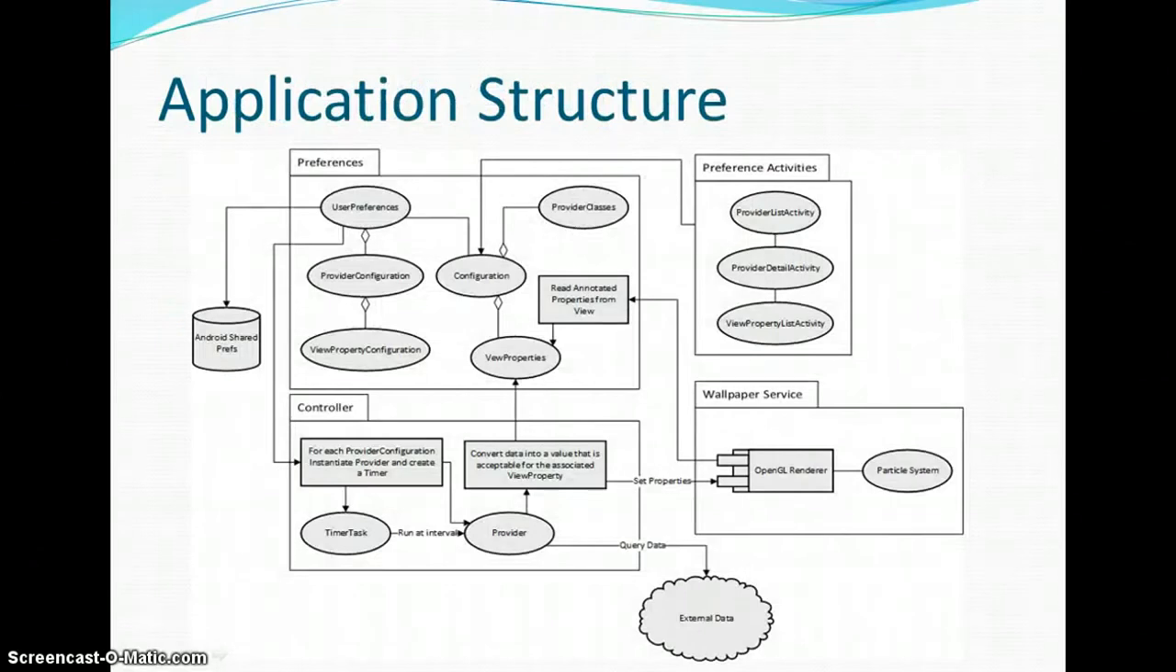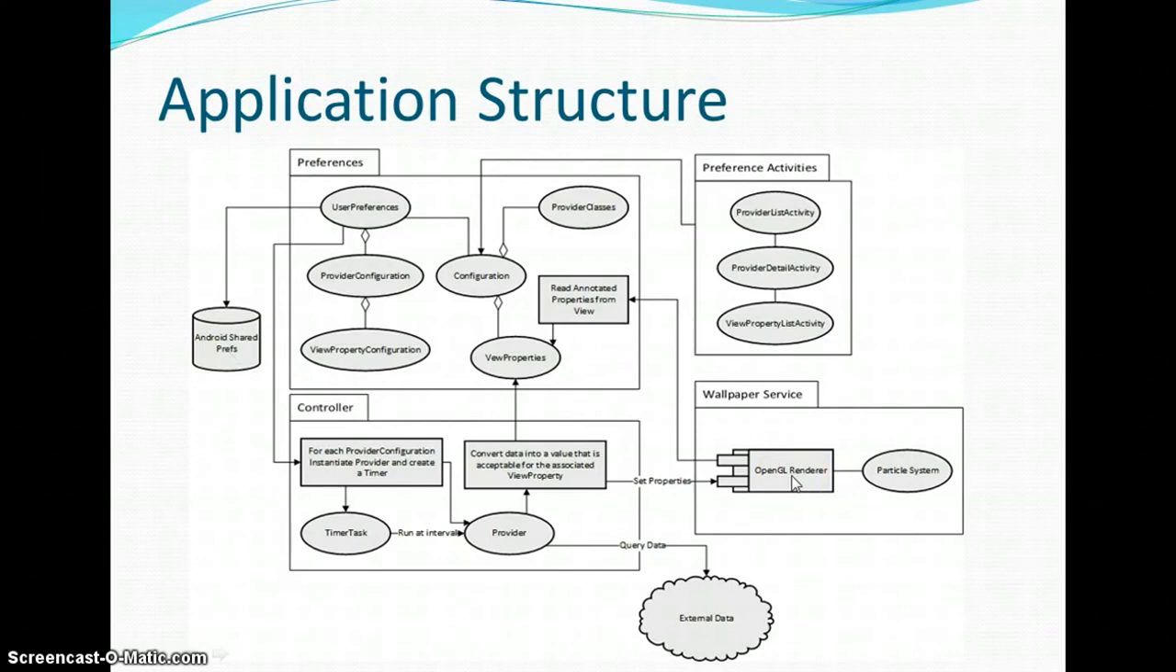Here we have a simplified diagram of the application structure. The wallpaper service contains an OpenGL renderer class, and the preferences contain the provider classes, and both of those contain custom annotations which are used by my preferences framework to create the preferences screens. These preferences are represented by a tree of business entities which are loaded and saved from Android shared preferences.